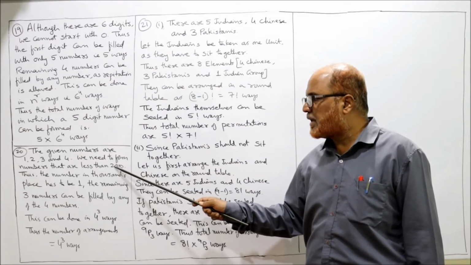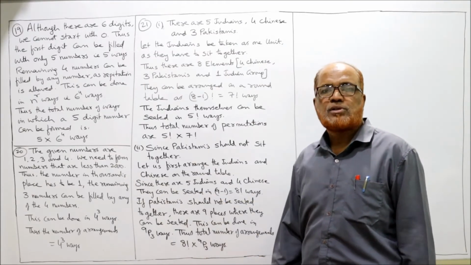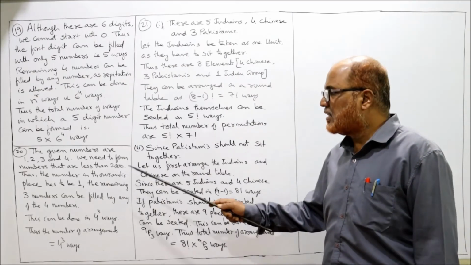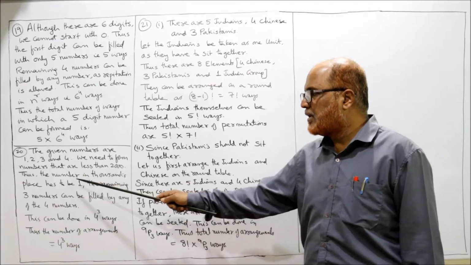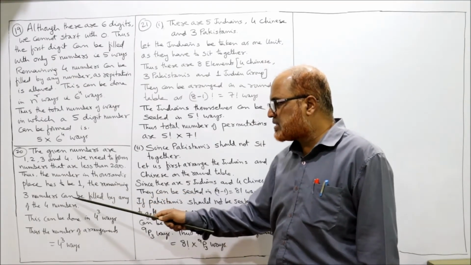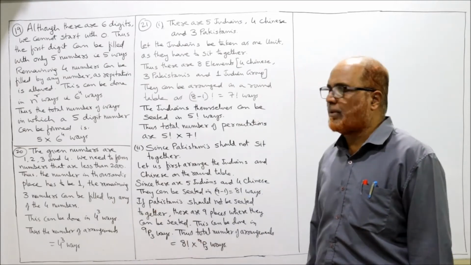So in the thousands place of 2000 we have 2. So we cannot go up to 2000. It is less than 2000. So always the first value should be 1. Thus the number in the thousands place has to be 1. The remaining 3 places can be filled by any of the 4 numbers.